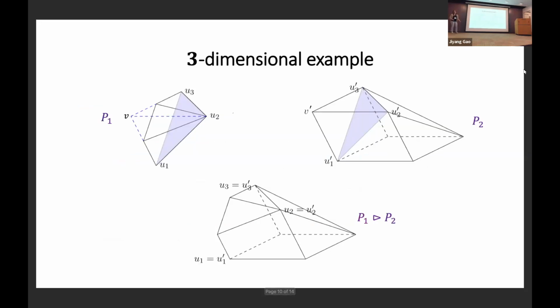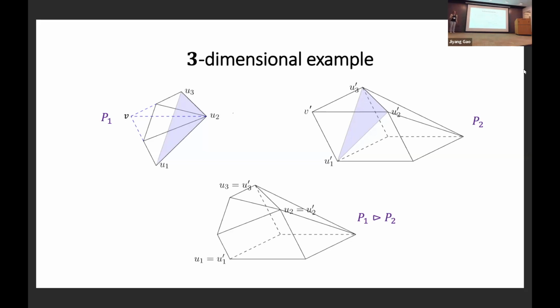And here is a picture in dimension 3. I already performed those projective transformations. V is not part of P1, V is just that simplex that contains P1. And here's my P2, and I already made sure that that simplex and this one are congruent. So now I really just replace this part of P2 with P1, and that's okay.